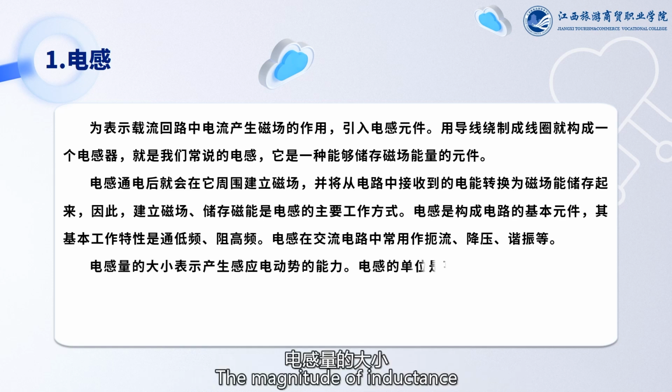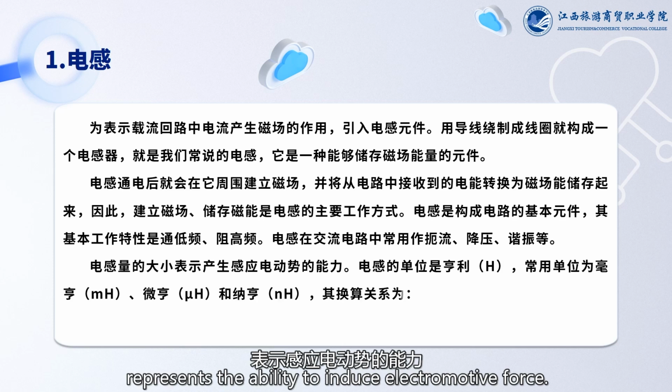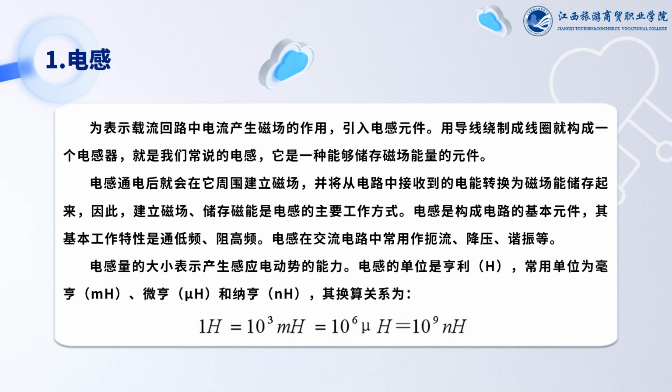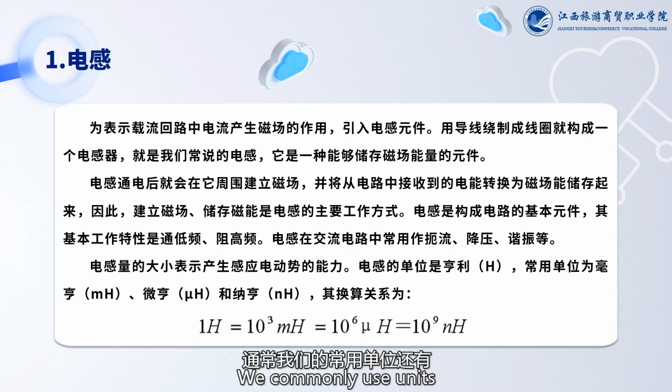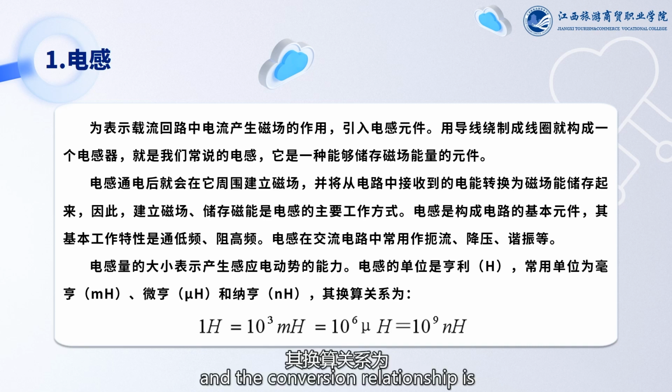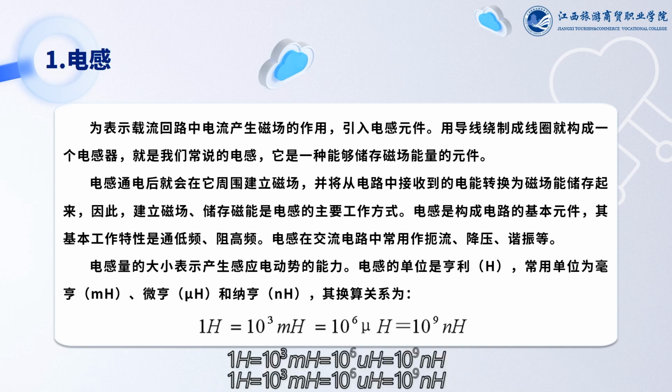The magnitude of inductance represents the ability to induce electromotive force. The unit of inductance is Henry. We commonly use units such as millihenry, microhenry, and nanohenry. And the conversion relationship is 1 Henry is equal to 10 to the power of 3 millihenry, which is equal to 10 to the power of 6 microhenry, and is equal to 10 to the power of 9 nanohenry.